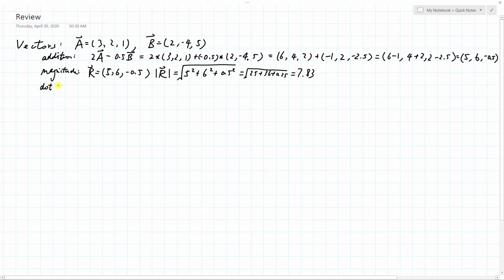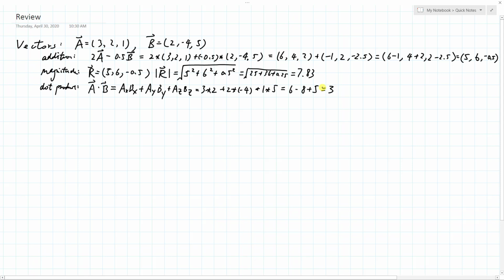So dot product. The dot product is where you take two vectors and turn them into a scalar, a number. So let's do A dot B. That should be AX times BX, AY times BY. These are no longer X components, Y components, they're just numbers now. AZ times BZ. So it's 3 times 2 plus 2 times negative 4 plus 1 times 5. So we have 6 minus 8 plus 5. I believe we have 3 here.